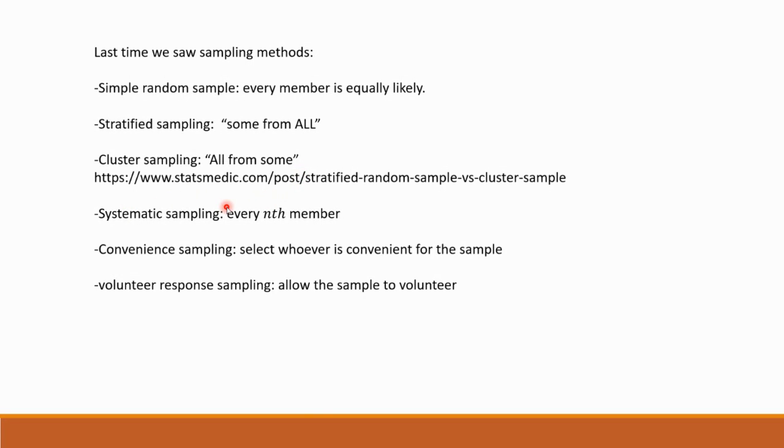All right. There's also systematic sampling. That's when you have all the members in a list and you take every 10th member, or every 8th member, whatever it is. That's what systematic sampling is. The last two, remember, aren't really good ways to form a sample. With convenience sampling, you're choosing whoever's convenient, or you're using data that's readily available. With volunteer response sampling, the whole sample is full of volunteers.